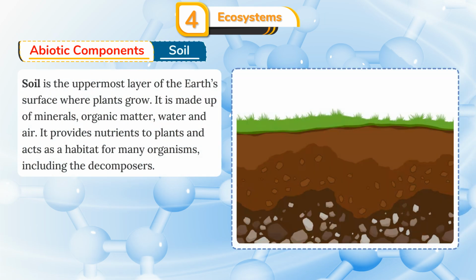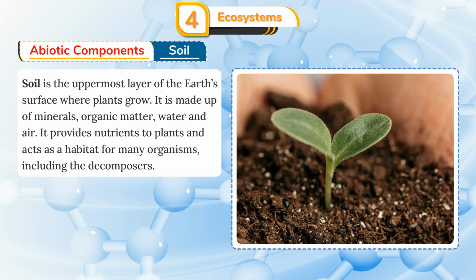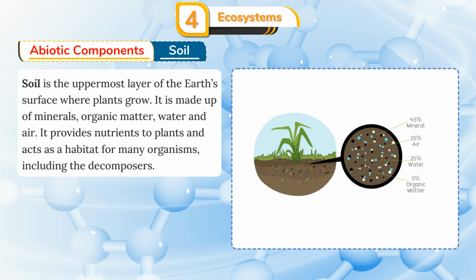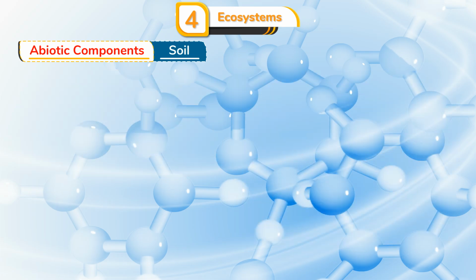Soil. Soil is the uppermost layer of the Earth's surface where plants grow. It is made up of minerals, organic matter, water, and air. It provides nutrients to plants and acts as a habitat for many organisms, including the decomposers.